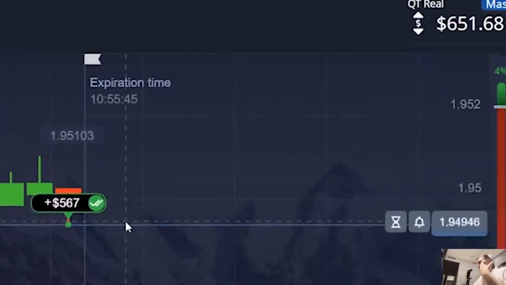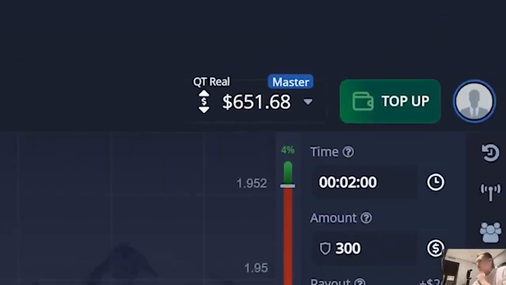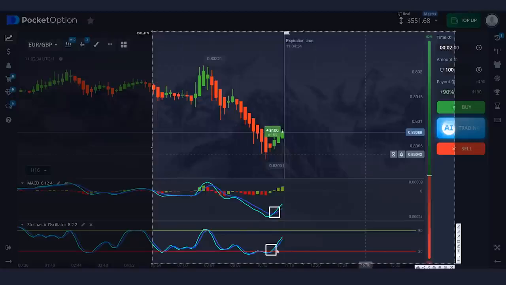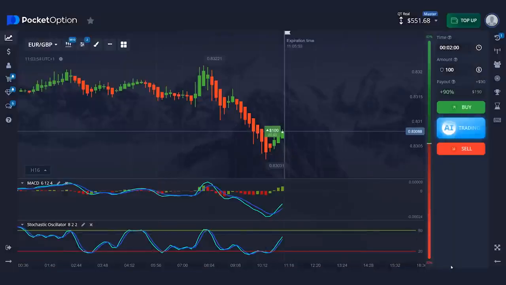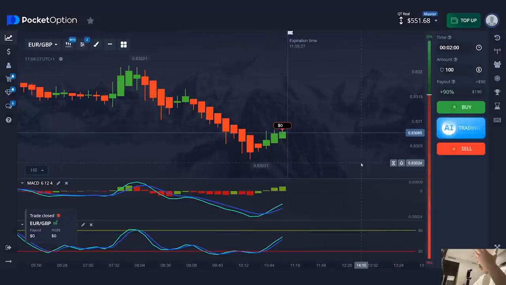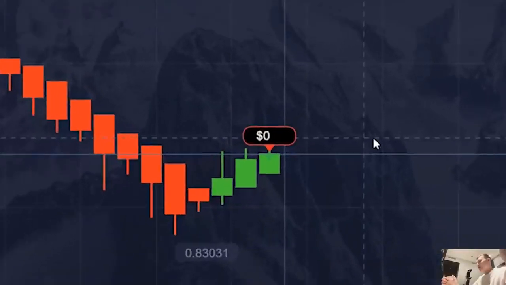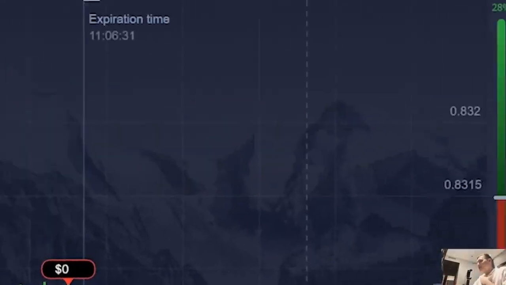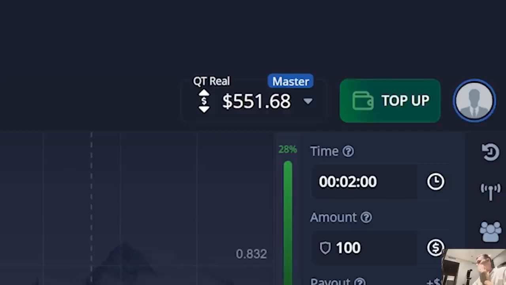$650. This means that the trade is profitable. It's very good. Let's move on. Okay, look at this, friends. The situation was good. I did everything right, but for some reason it's a loss. I don't see my mistakes, so most likely it's just bad luck. Yeah, look at this.